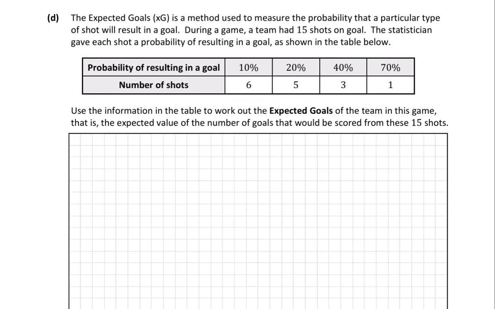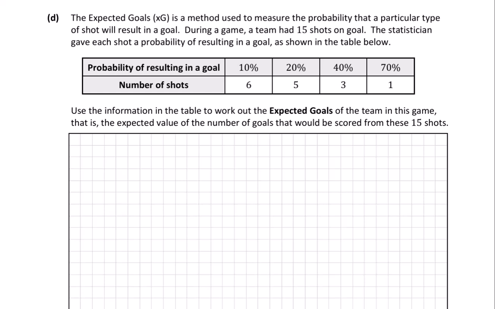Okay, part D then. Expected goals is a method used to measure the probability that a particular type of shot will result in a goal. During a game, a team has 15 shots on goal. The statistician gave each shot a probability of resulting in a goal as shown in the table below. Use the information in the table to work out the expected goals of the team in this game. That is the expected value of the number of goals that would be scored.